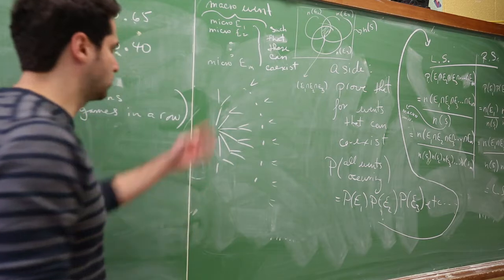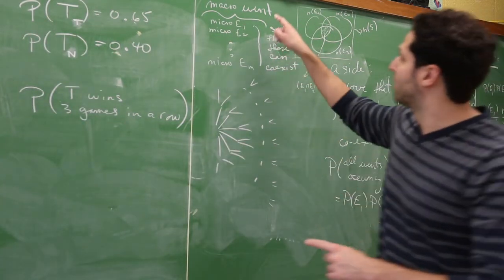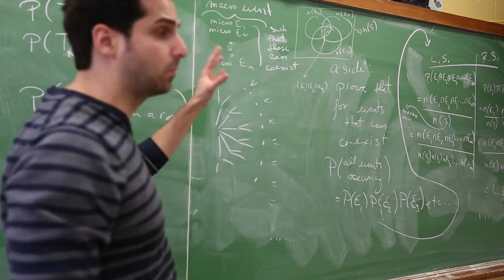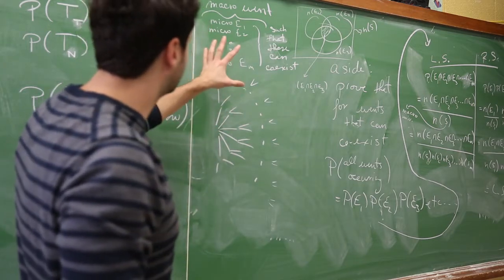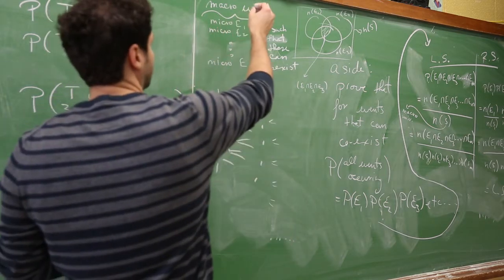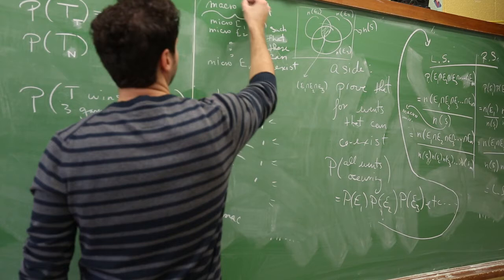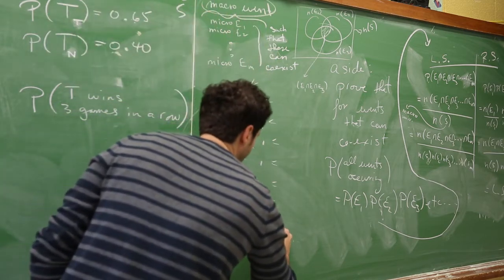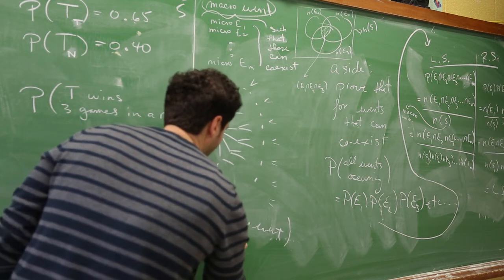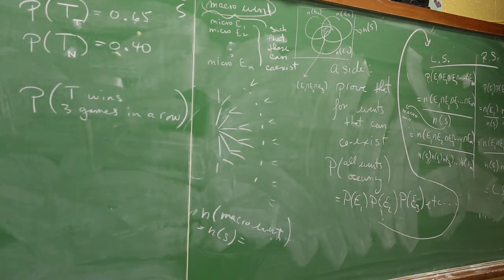This tree represents the total number of ways you can possibly get all the possibilities, the macro event. The macro event corresponds to the total, so N of S. N of the macro event, which is event S, is going to equal N of S, the total number of branches you have on that tree. It's the total number of ways all the events can turn out.